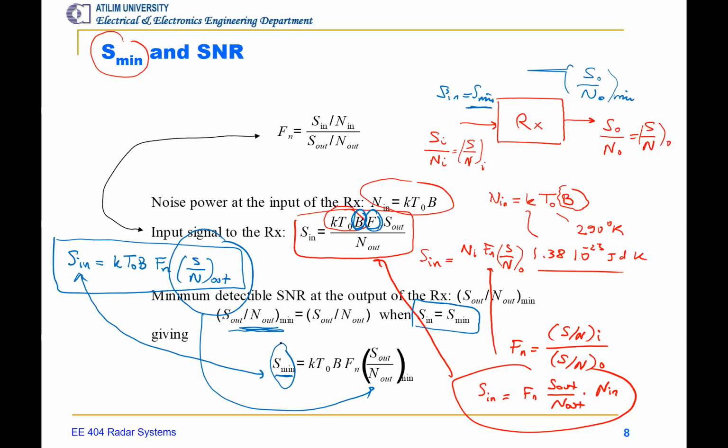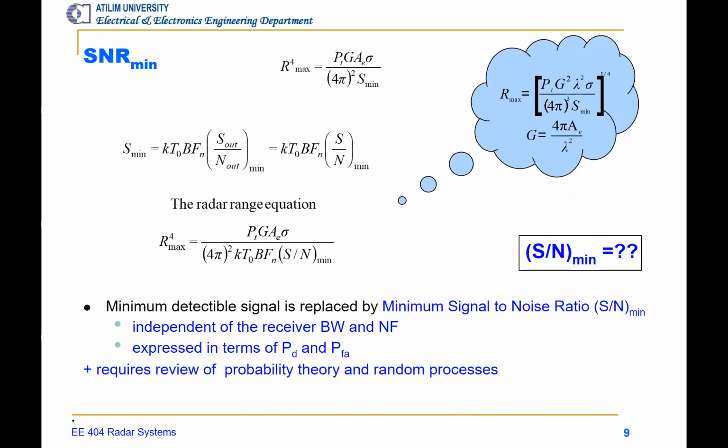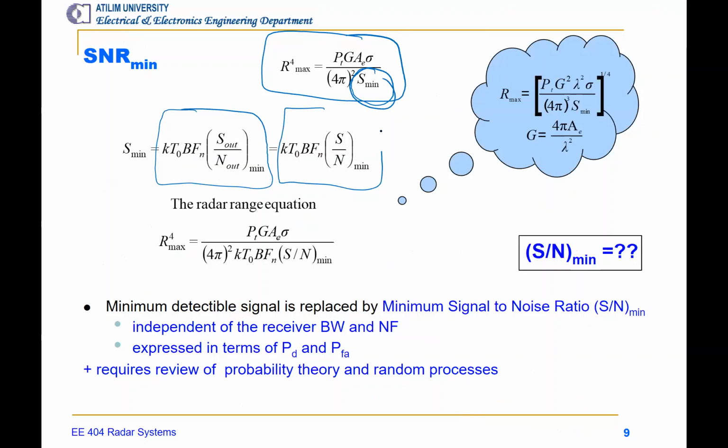Then we can insert this into the radar range equation. We have already got a radar range equation, the simple radar range equation. Now we insert this equation into there. This was the radar range equation we derived in previous slides. Now we replace this S min, minimum detectable signal, by this equation. So the new radar range equation becomes like this.